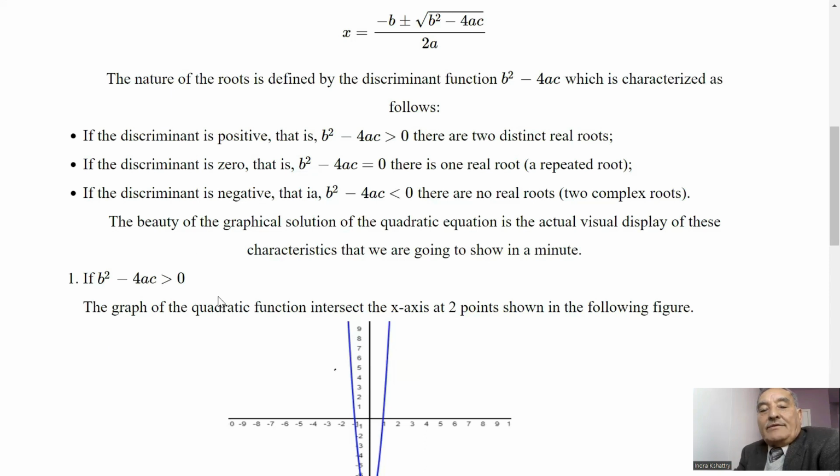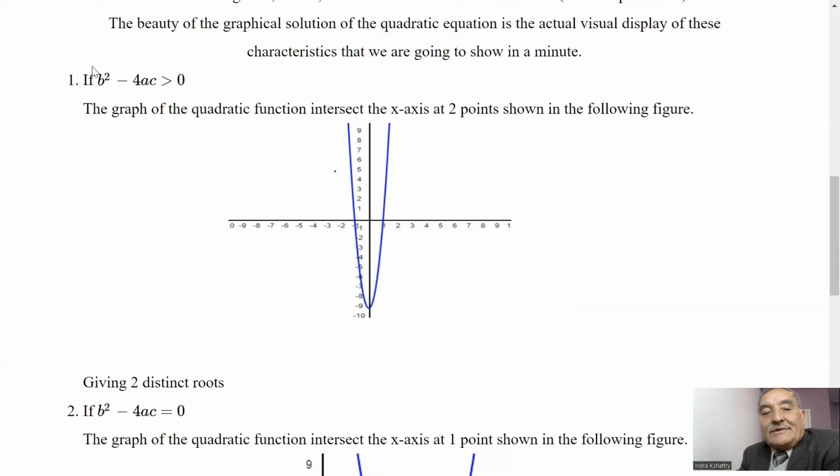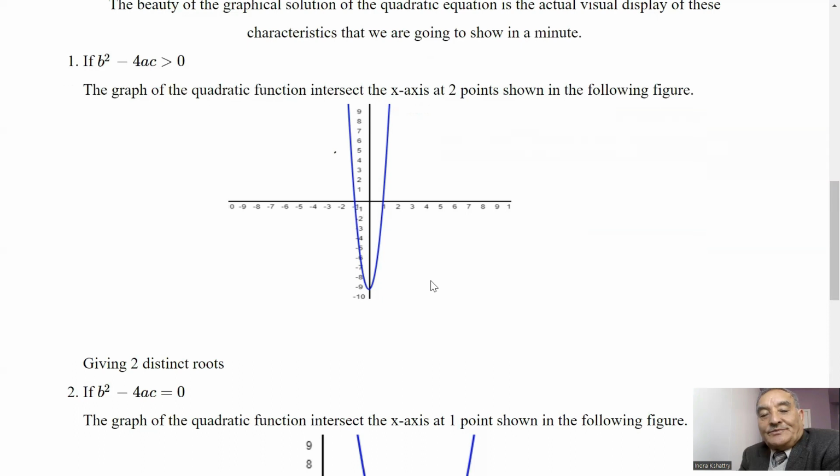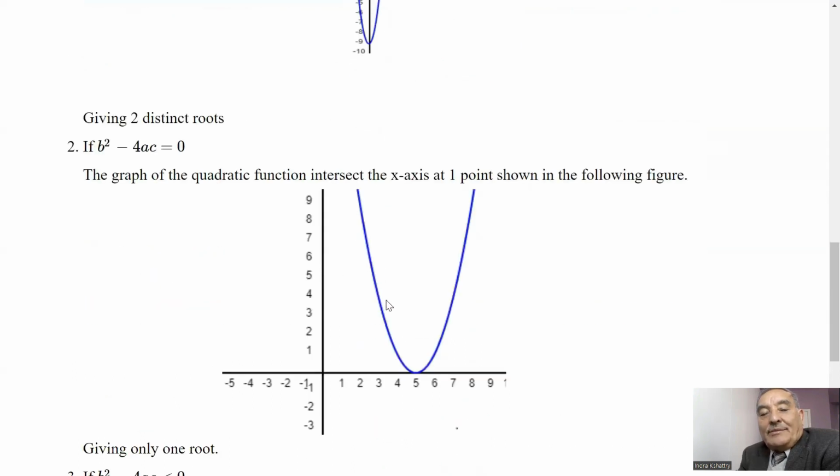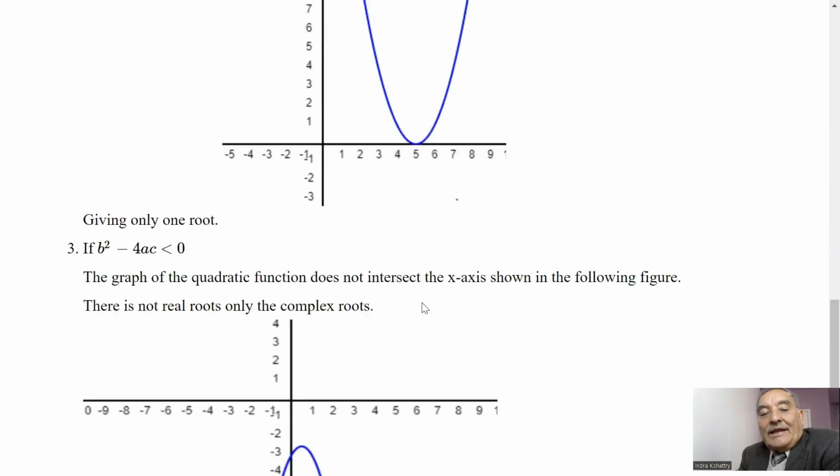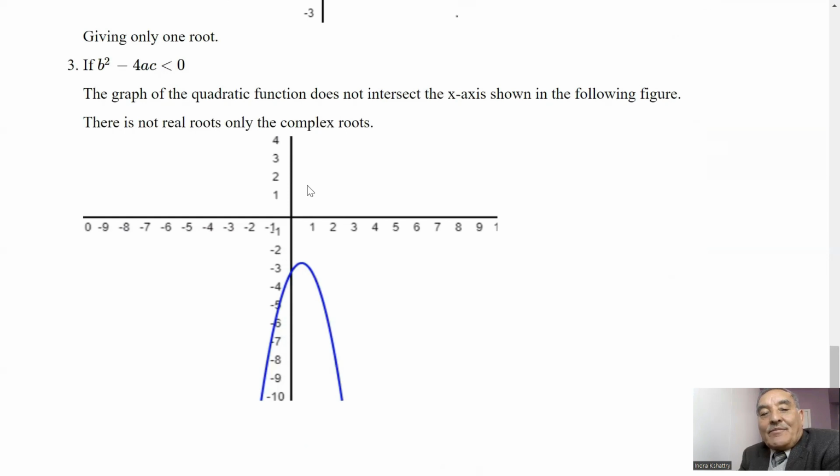The beauty of the graphical solution of the quadratic equation is the actual visual display of these characteristics that we are going to show here now. If this discriminant function is positive, two real roots means the parabola crosses the x-axis at 2 points, giving two real roots. If this is 0, the parabola touches the x-axis, giving only one root. If this function is negative, the parabola does not cross the x-axis.